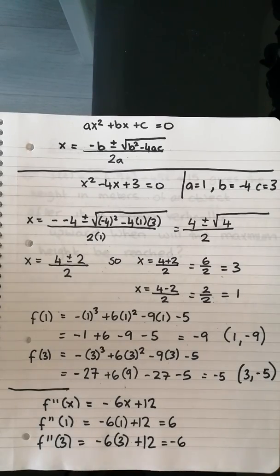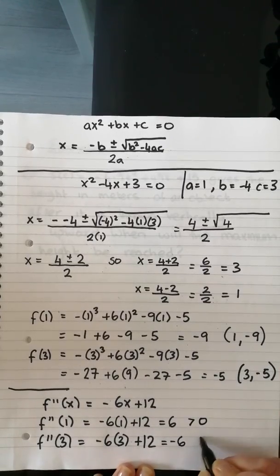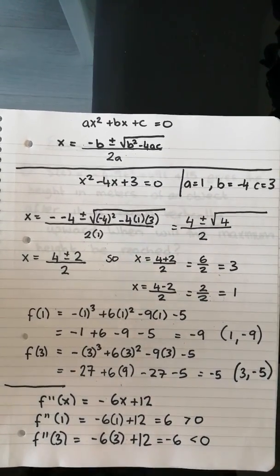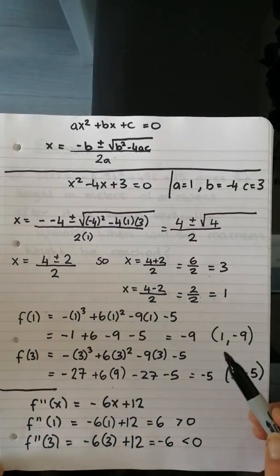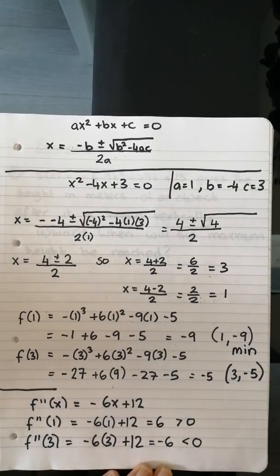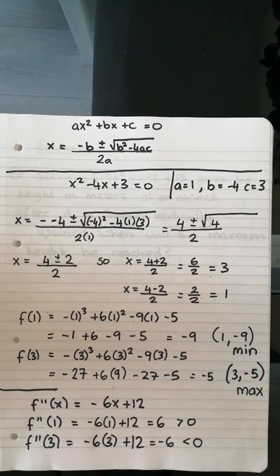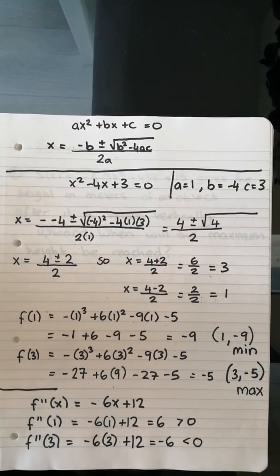It's just coincidence that in both of the examples we've done here, the f double prime of our x values turn out to be 6 and minus 6. It's not always going to be the case. We know that 6 is a positive number, so it's greater than 0, and minus 6 is a negative number, so it's less than 0. So therefore our point (1, -9) is our minimum, and the point (3, -5) is our maximum. So there's how to take a function, find its turning points, and state their nature.